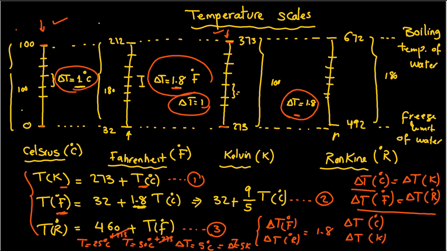By the way, the temperature on the Kelvin scale, and on the Rankine scale, is called the absolute temperature. Keep that in mind. So the absolute temperature scale is given for the Kelvin and also given for the Rankine.